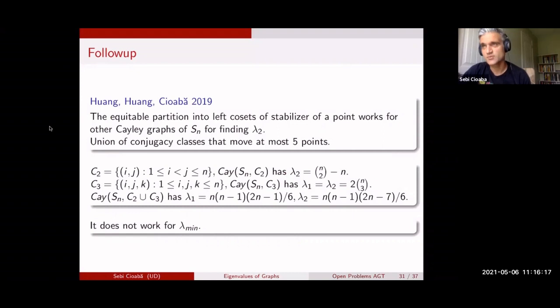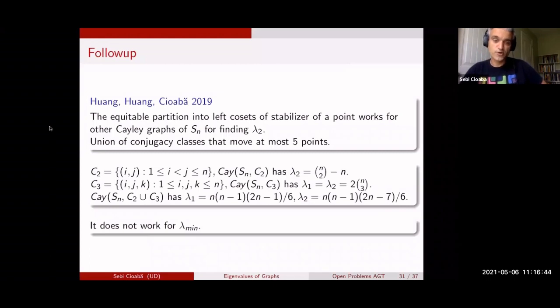and you can play this game of having a nice partition of SN into left cosets of a stabilizer, and you can do some work and get some second eigenvalue. So we have a list of Cayley graphs for which you can find it, and there are some for which we cannot. I don't have a deep reason why it doesn't work.